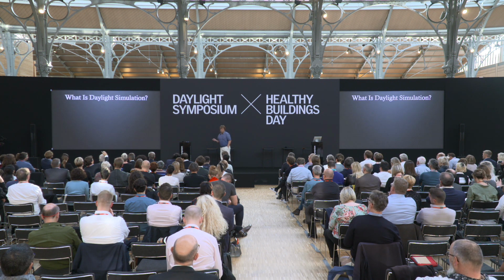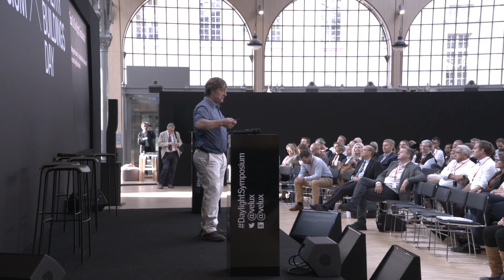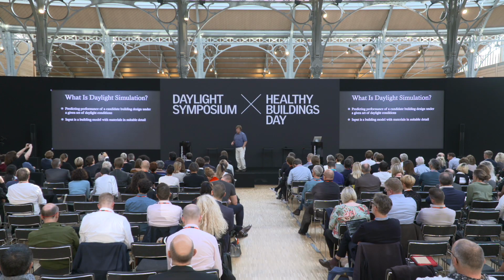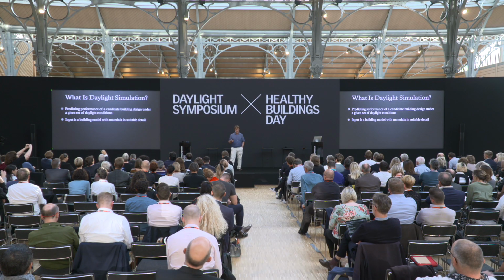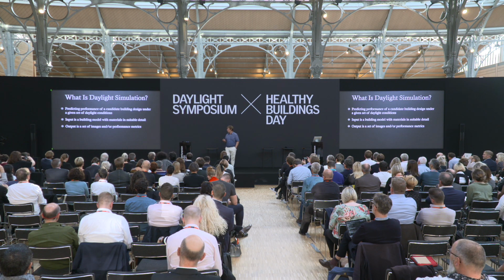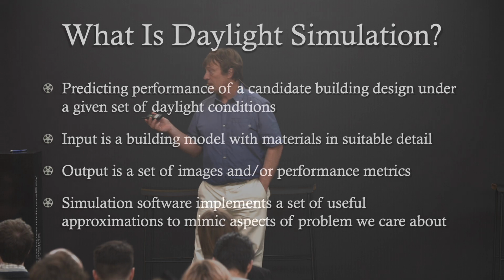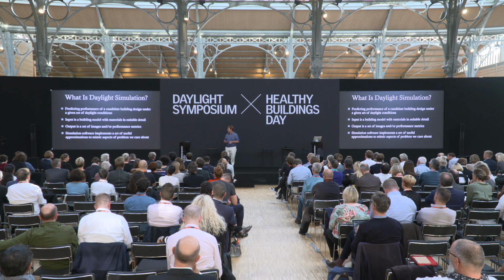So what is daylight simulation? Well, it is essentially predicting the performance of some candidate building design under a particular set of conditions. The input is a building model, of course, with materials and suitable detail. And the output is a set of images and or performance metrics that help you to evaluate that design. The software itself implements a set of useful approximations to mimic the aspects of the problem that we care about. And that's important because we can't exactly solve the problem, and we also don't want to consider things that don't matter, and take the right shortcuts.